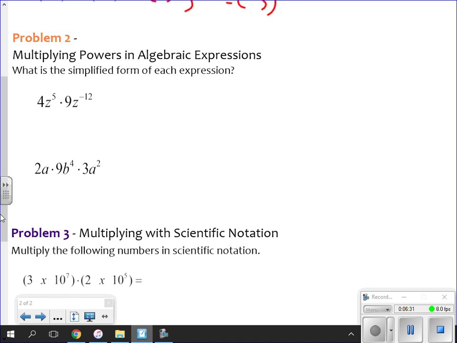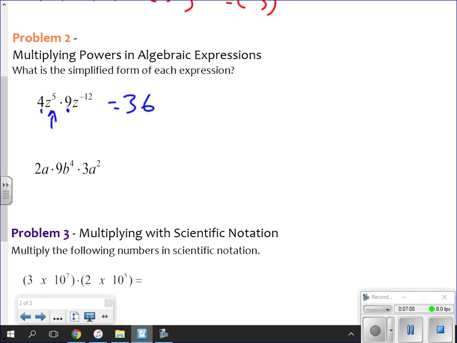Be careful. Be very careful. When you have coefficients in front, those are not exponents. We only add exponents. We do not add non-exponents. Only exponents get added. These are just numeric numbers in front. We do to them the same thing that we normally do. 4 times 9 is 36. If it's a coefficient out in front, you just treat it like a regular number and multiply them out.